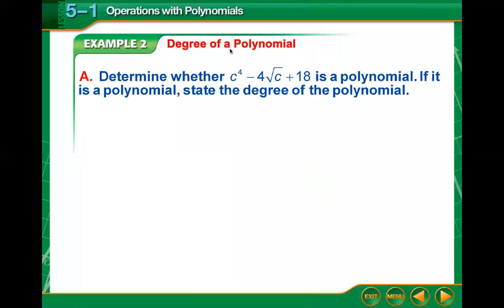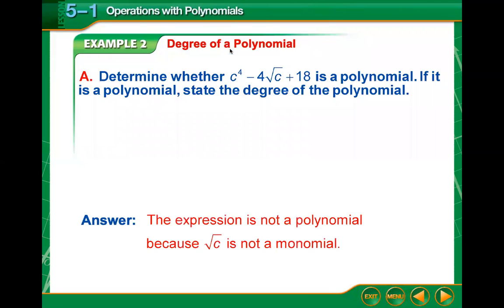One of the things we do need to look at is some of the vocabulary, when we talk about the degree of a polynomial, and this is going to become very important, especially when we talk about it in division next time. So we need to determine if it's a polynomial and what the degree is. c to the 4th minus 4 square root of c plus 18 is not a polynomial because square root of c cannot be written as a monomial.